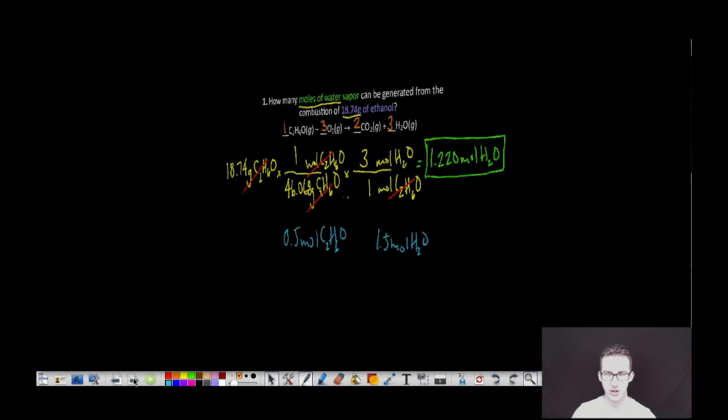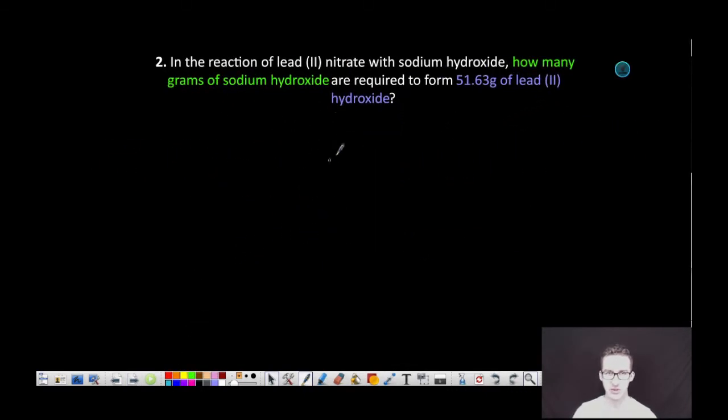All right, moving on to question number 2. As we take a look at number 2, it says, in the reaction of lead(II) nitrate with sodium hydroxide, how many grams of sodium hydroxide are required to form 51.63 grams of lead(II) hydroxide?